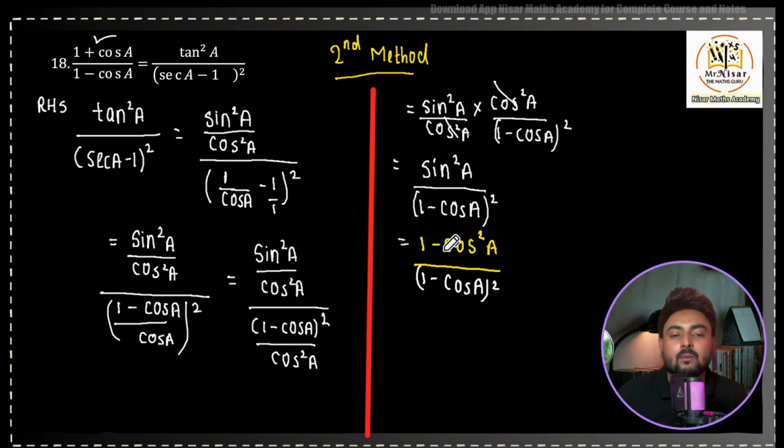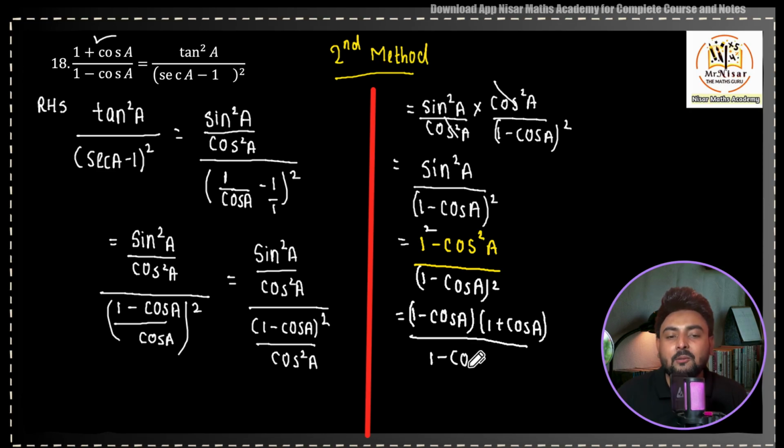Now it is 1 minus cos square A. So can I write here 1 square? Why can I write it? Because 1 square will become 1 only. So it is A square minus B square. That is the reason I wrote it. And A square minus B square becomes what? A plus B into A minus B. So (1 plus cos A) into (1 minus cos A) upon (1 minus cos A) whole square. Now what will happen? 1 minus cos A in the numerator, 1 minus cos A in the denominator. In the denominator we have 2, so 1 will get cancelled, and what will remain? 1 plus cos A upon 1 minus cos A.